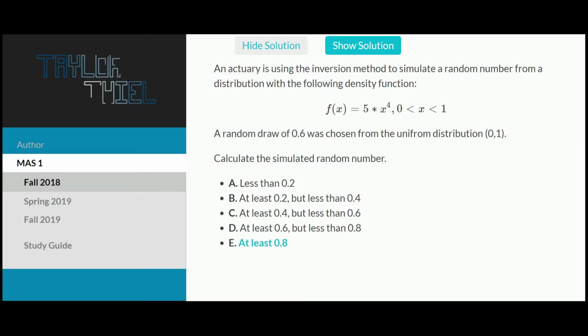An actuary is using the inversion method to simulate a random number from a distribution with the following density function. f(x) is equal to 5 times x to the power of 4 in between values of 0 and 1. A random draw of 0.6 was chosen from the uniform distribution between 0 and 1. Calculate the simulated random number.